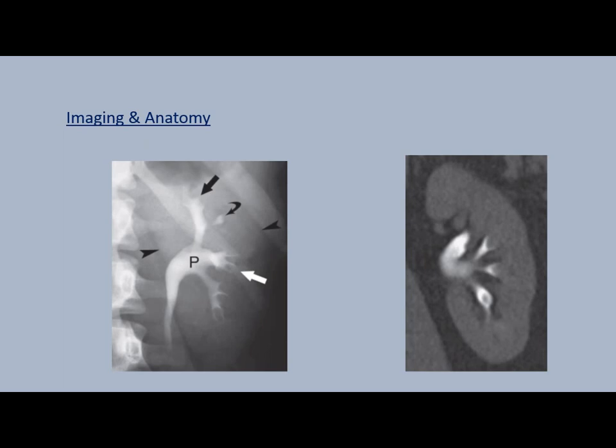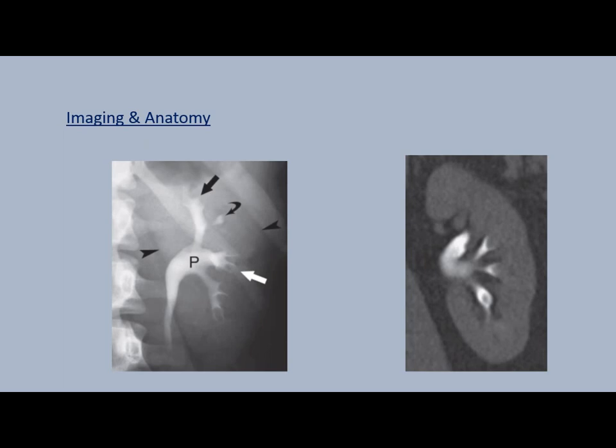Regarding the imaging and anatomy of the pelvic calyceal system, here we compare two different images. This is a CT urography, and this is a conventional IVP or intravenous urography. If you compare these two images, CT, of course, has more advantage over the conventional one in that it shows more detail about the soft tissue, and in the native CT, nearly all stones can be seen, unlike conventional radiography.